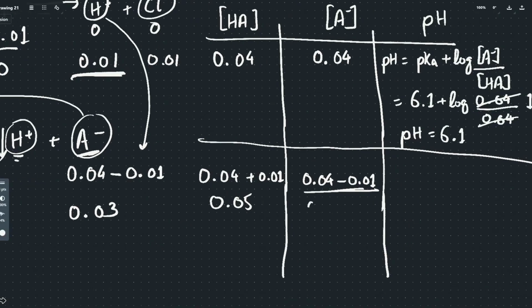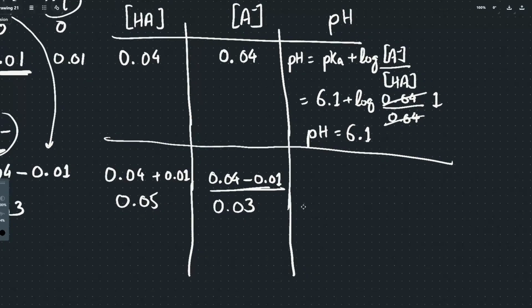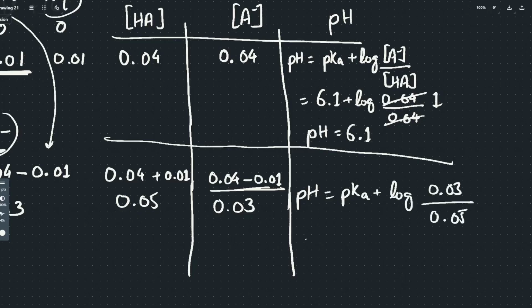I hope you got the concept. If you watched my previous lecture, I'm sure that you won't be confused by now. But anyhow, again, we can use this equation to calculate the pH: pKa plus log of the ratio. Here we can enter the value 0.03 over 0.05. Now I can use a calculator to calculate this.